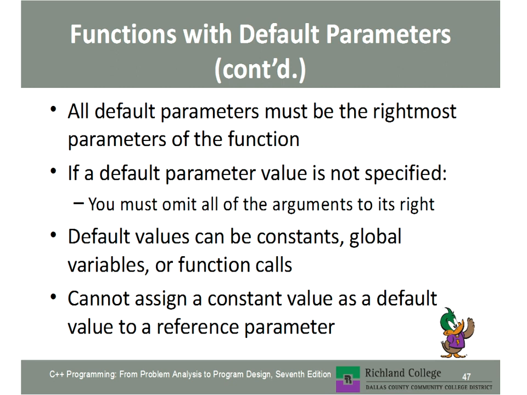All default parameters must be the rightmost parameters of the function. If a default parameter value is not specified, you must omit all of the arguments to its right. Default values can be constants, global variables, or function calls, and you cannot assign a constant value as a default value to a reference parameter.